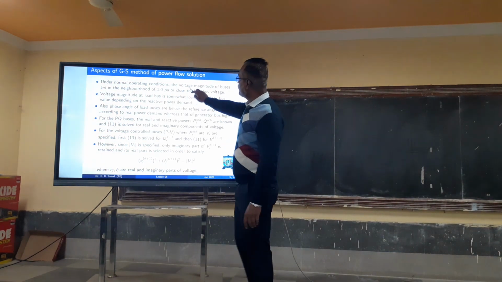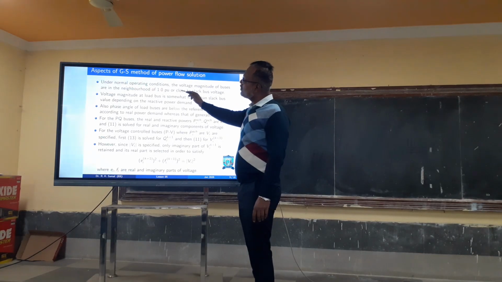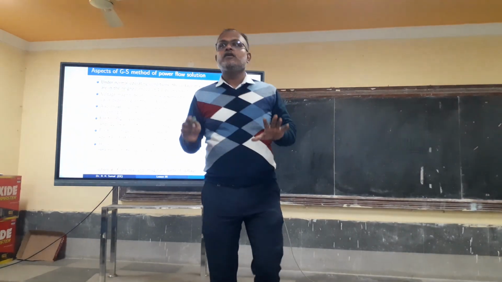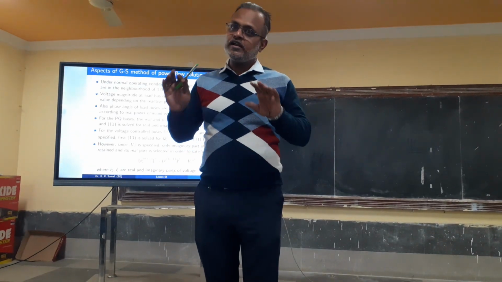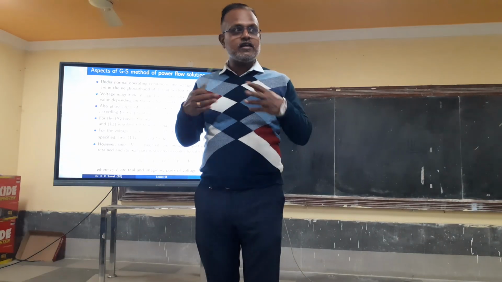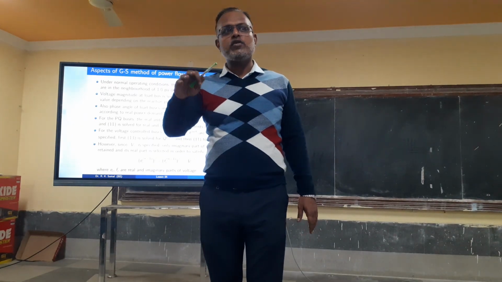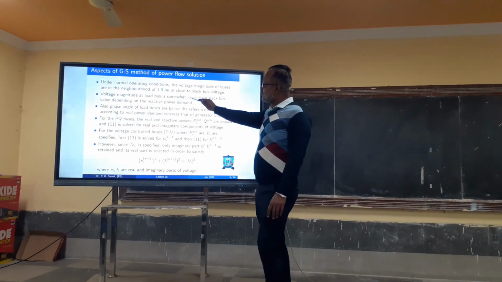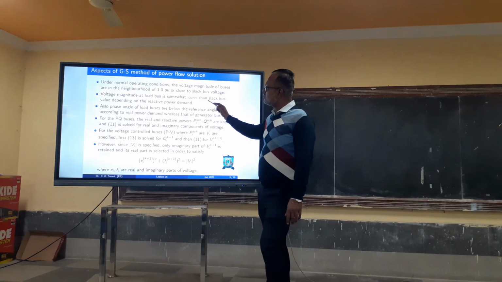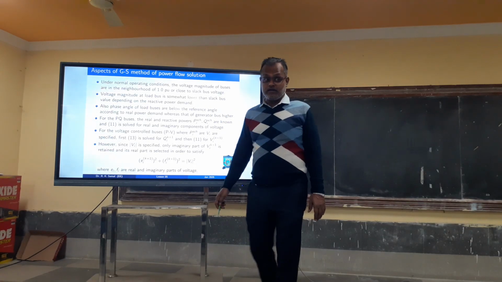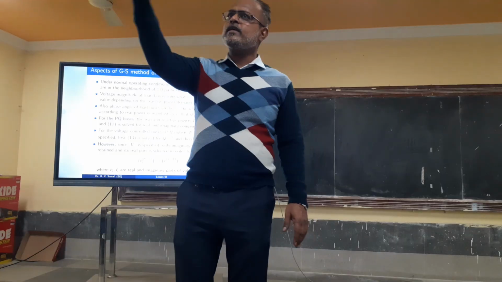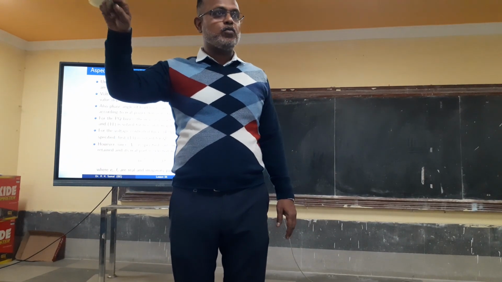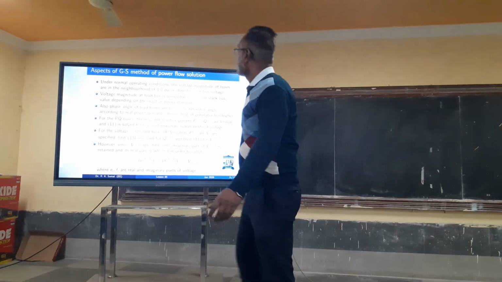Under normal operating conditions, the voltage magnitudes of the buses are in the neighborhood of 1.0 per unit or close to the slack bus voltage. That means under normal conditions, the voltages are near rated. So whatever result you get will be a slight variation, 1.05, 1.15 maximum. Voltage magnitude at the load bus is somewhat lower than the slack value depending on the reactive power demand. Why? We know that wherever there is load, the voltage reduces. So it should be around 0.9, 0.97, 0.98 at the load bus.